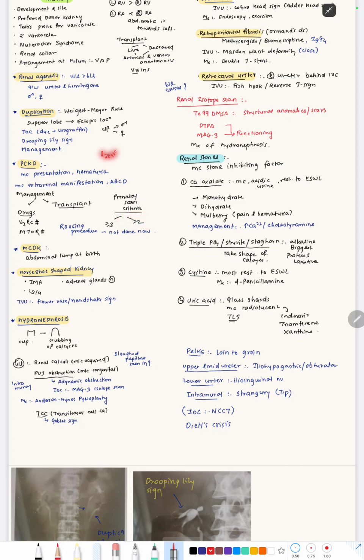It is divided into two: infantile PKD and adult PKD. Adult PKD is autosomal dominant in inheritance, while infantile is autosomal recessive. Infantile is located on chromosome 6, while autosomal dominant is associated with chromosomes 4 and 16.